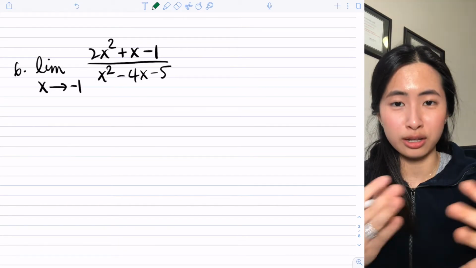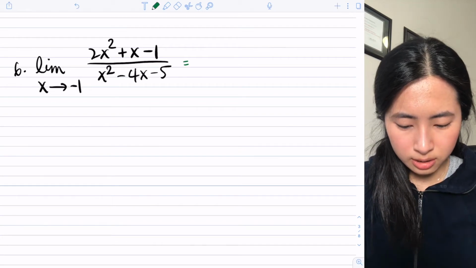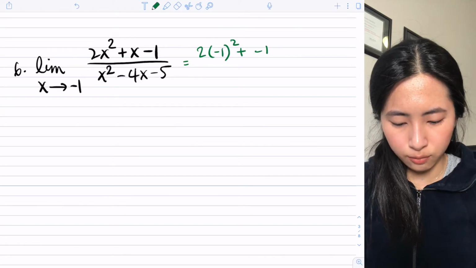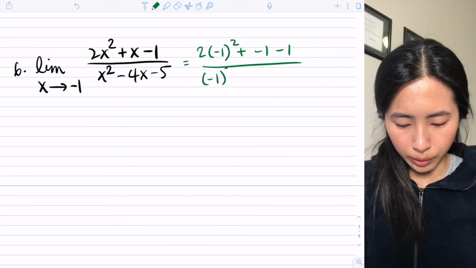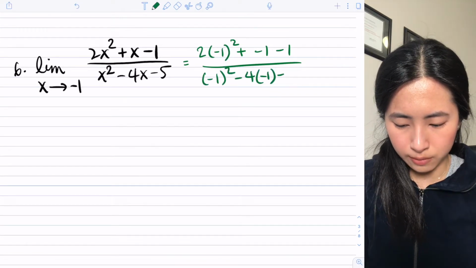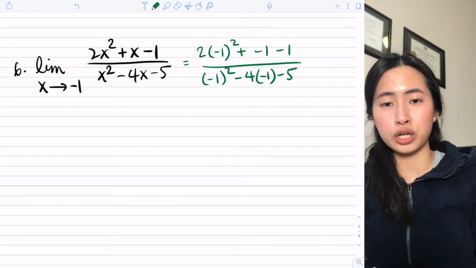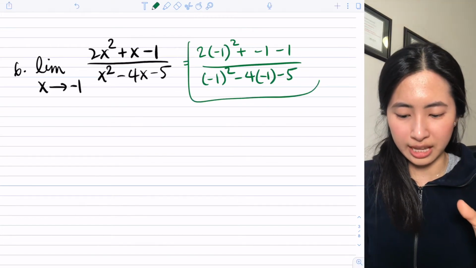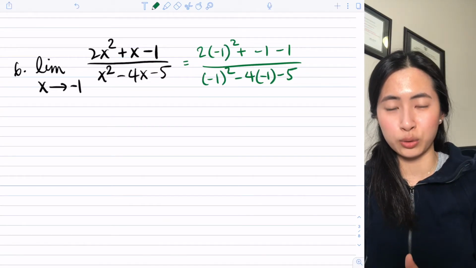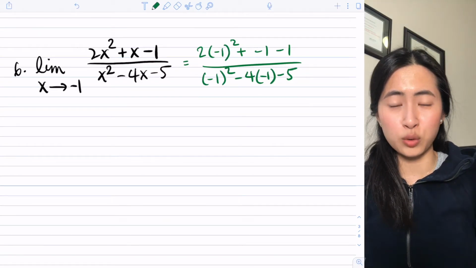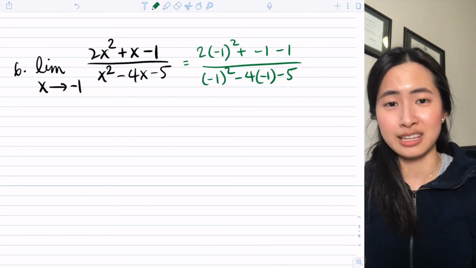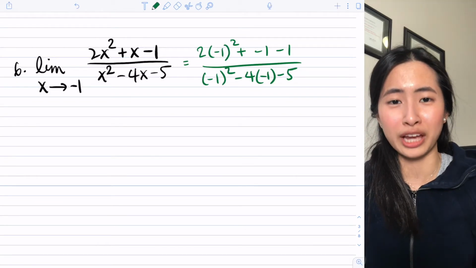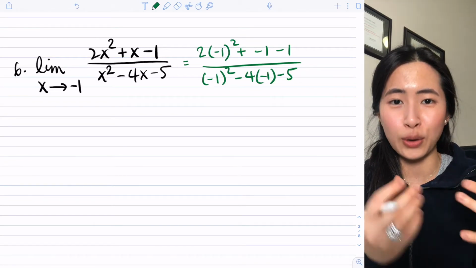So as I just mentioned, we plug in negative 1 using direct substitution. So we have 2 times negative 1 squared plus negative 1 minus 1, and this is all over negative 1 squared minus 4 times negative 1 minus 5. So even though we do have a fraction and you're very tempted to plug this entire fraction into your calculator, don't do that, because you want to make sure that you evaluate your numerator individually from your denominator. Otherwise, if you do get, let's say, 0 over 0, you're going to get an error in your calculator, and that's the last thing that you want to happen.